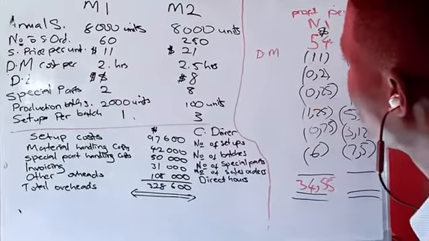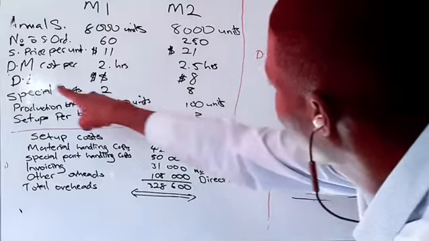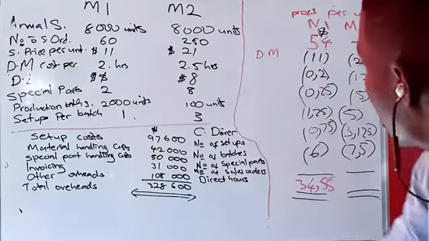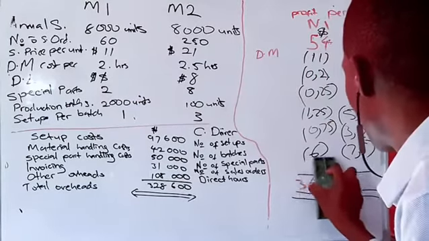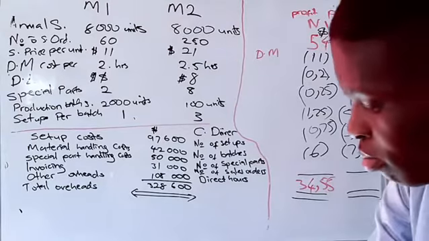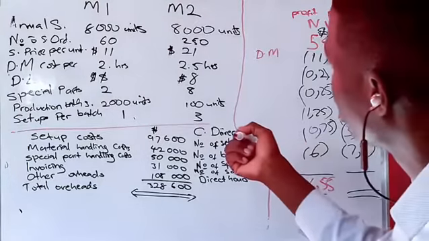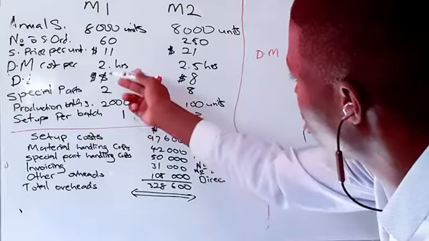There's 11 and 21, and then direct labor is missing here. Direct labor is missing, so let's just put direct labor here, just to make sure that you're going to balance it. Direct labor, how much is it? It's $8 per unit. You have 2 hours there.